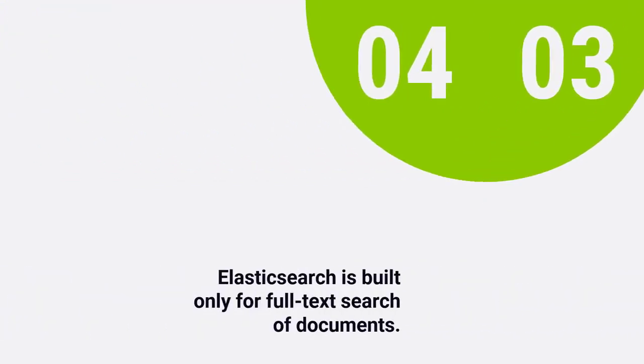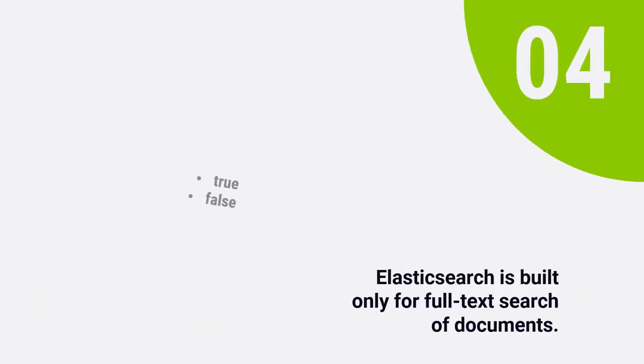Next question. Elasticsearch is built only for full text search of documents. True or false? Well, you got a 50-50 shot on this one, but if you've been paying attention at all, you know the answer is false. Elasticsearch can index any sort of structured data with any kind of mapping you can dream up. So it's not just for full text search anymore. It's not just for searching encyclopedias and websites and blogs.